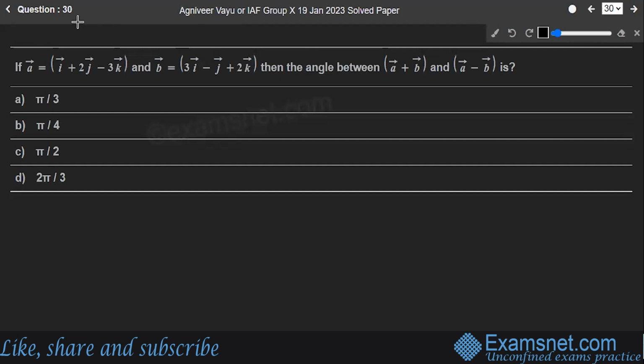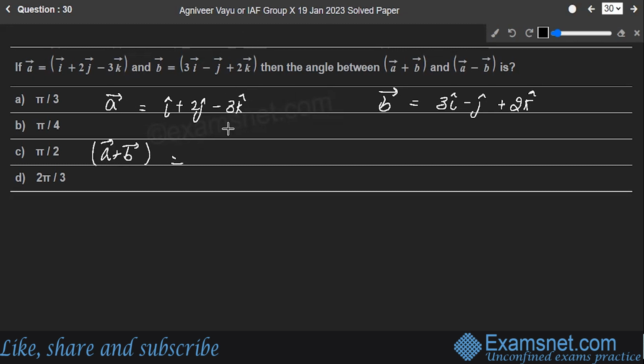Question number 30. If vector A is given by this and B is given by this vector, then the angle between A plus B and A minus B vectors is equal to. So pretty easy question actually. You are given that the A vector is i plus 2j minus 3k and the B vector is 3i minus j plus 2k. If I talk about the A plus B vector, just add both of these two vectors. So it will be 4i plus 2j minus j, this will be plus j, and minus 3k plus 2k, this will be minus k.